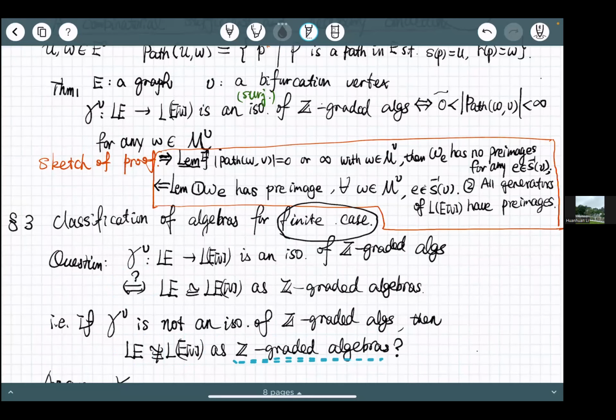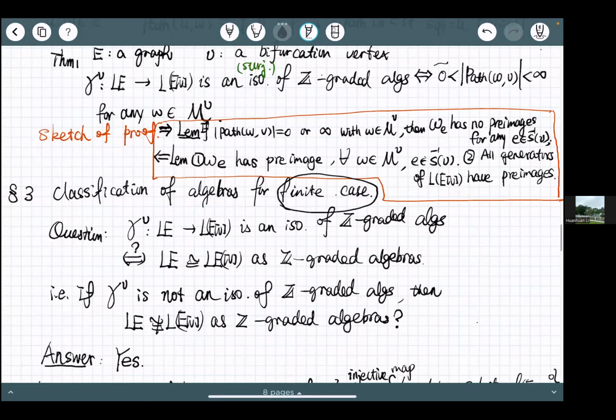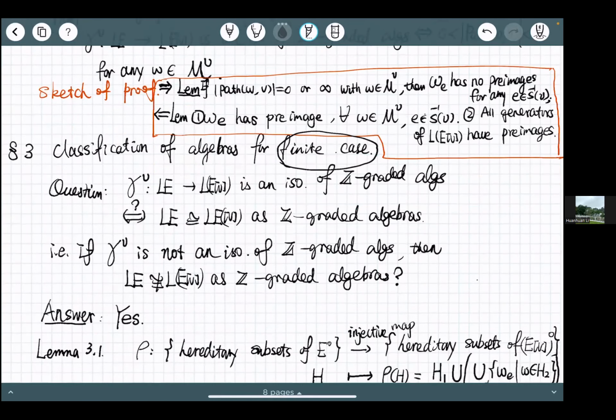We want to figure out whether this holds. Actually the answer is yes. This map gamma V is very special. We can see that it helps us deduce a map between the sets of hereditary saturated subsets for E and EV. So we can have a positive answer for this.